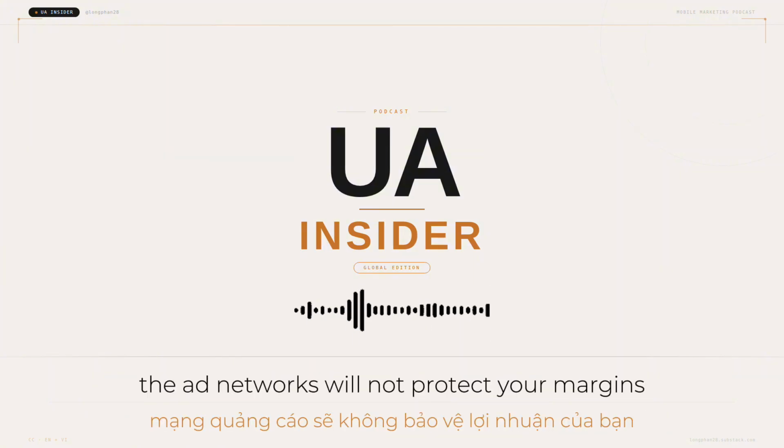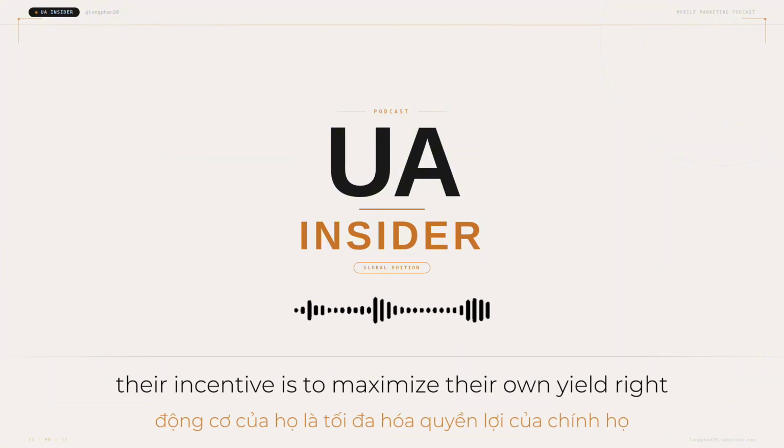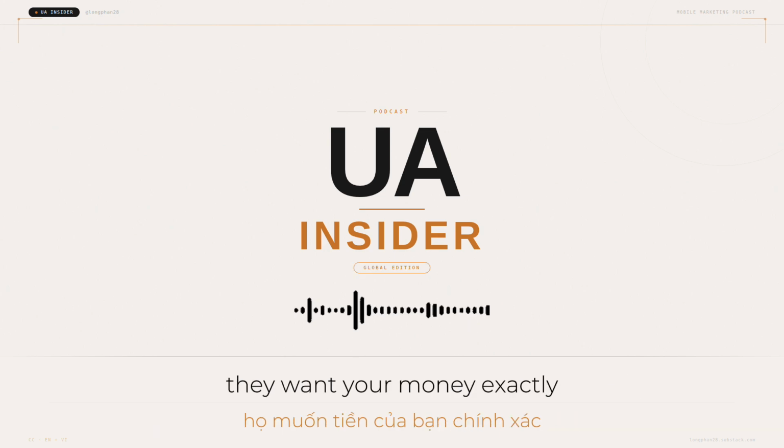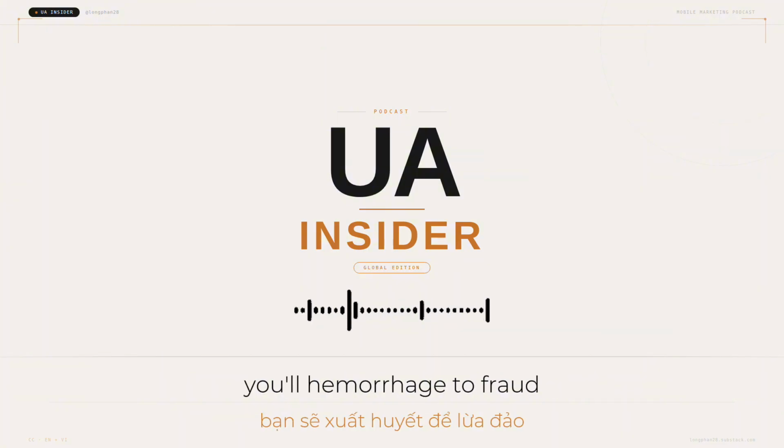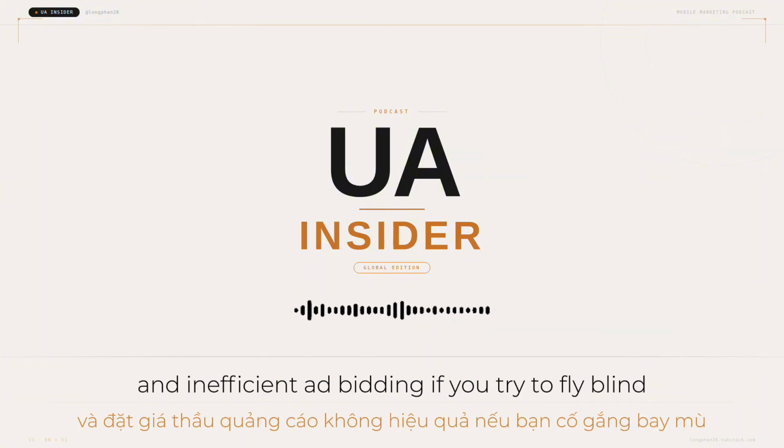The ad networks will not protect your margins. Their incentive is to maximize their own yield. Right. They want your money. Exactly. The cost of integrating an MMP is a microscopic fraction of the capital you'll hemorrhage to fraud, misattribution, and inefficient ad bidding if you try to fly blind.